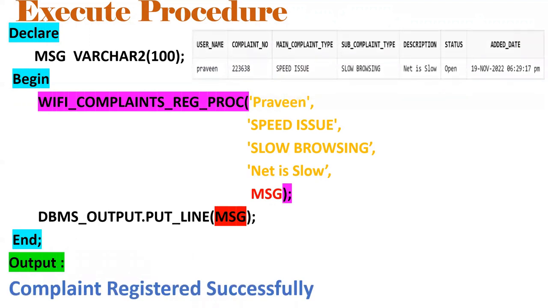So once you click on submit, what happened now? Data will be populated in our database table and the user will get the message. This is the table. So see, Praveen, speed issue, slow browsing, net is slow. So remember, this is the default sequence value and default status and default state. So default open, default state. So these are the default constraints. Hope this is clear.